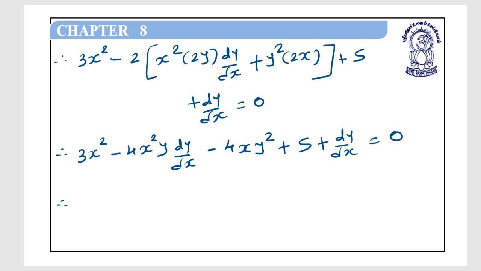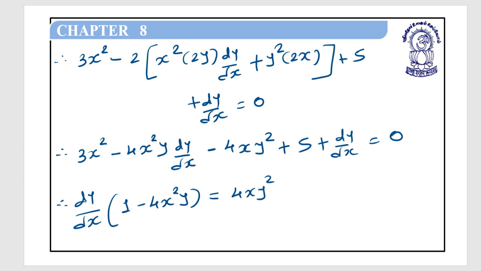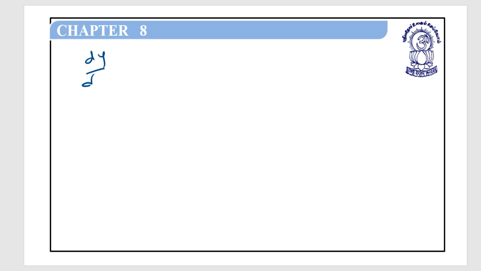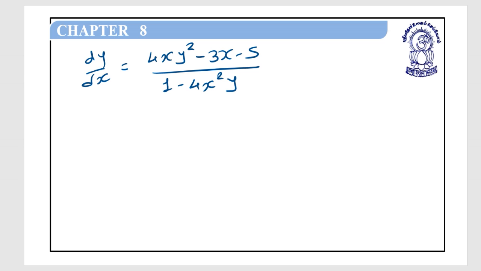Take dy by dx term one side. So dy by dx into 1 minus 4x square y is equal to 4xy square minus 3x square minus 5. Okay. So dy by dx is equal to 4xy square minus 3x square minus 5 upon 1 minus 4x square y. Okay.